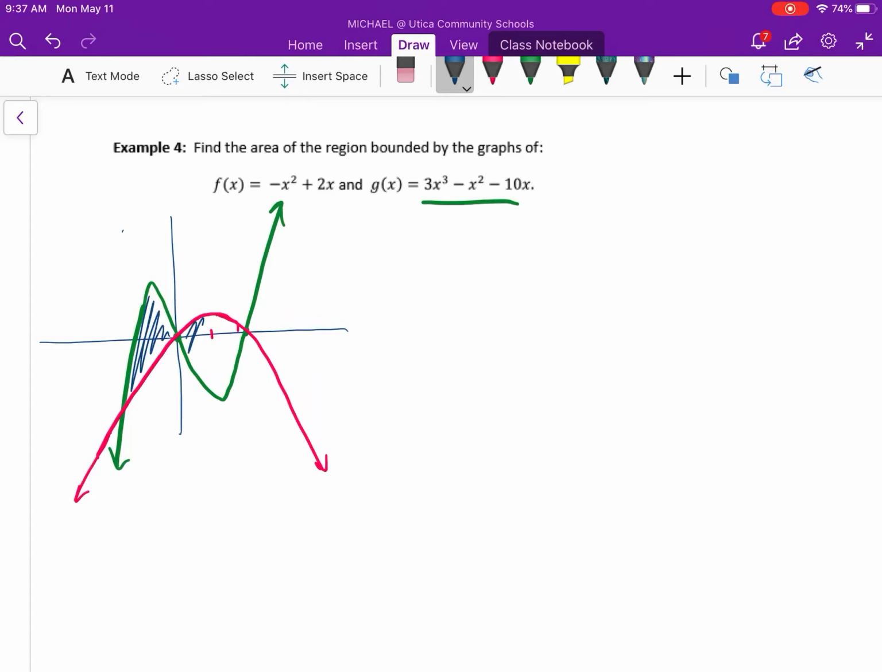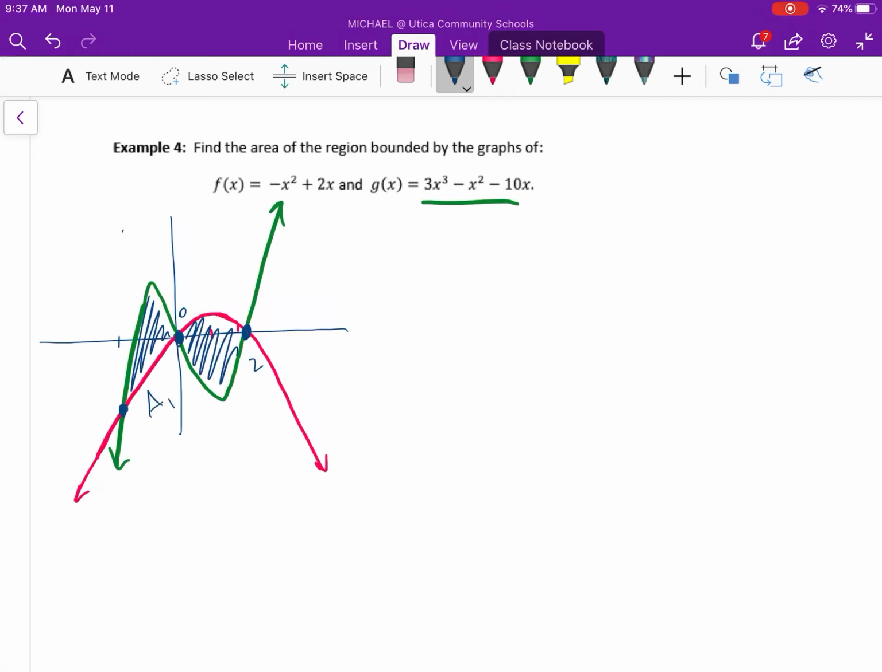our graphs, you can see that there are two different regions that are bounded by this graph. So what we need to do is figure out all three places where these intersect. We already know two of them. We already know this one intersects at 2, this one intersects at 0. This guy we're not sure of. And the other thing to notice is that in this section on the left, the green function is on top, and in the section on the right, the pink graph is on top.